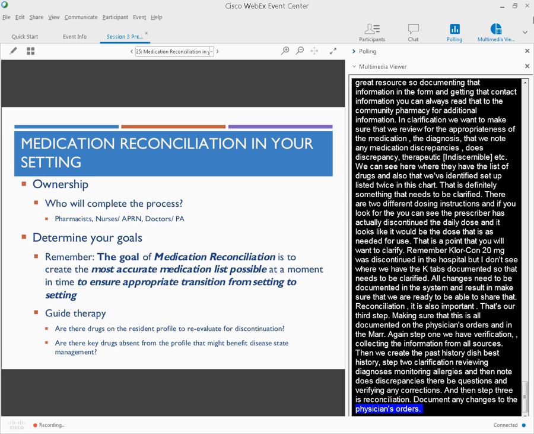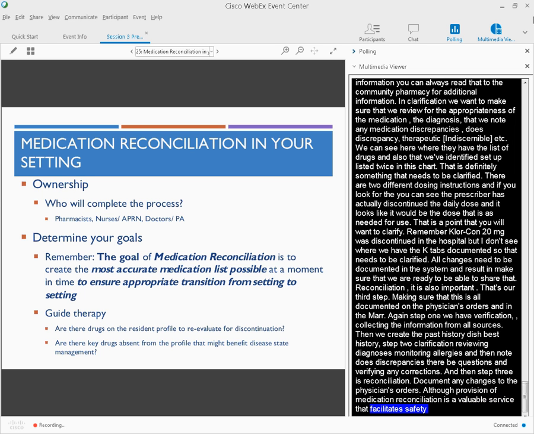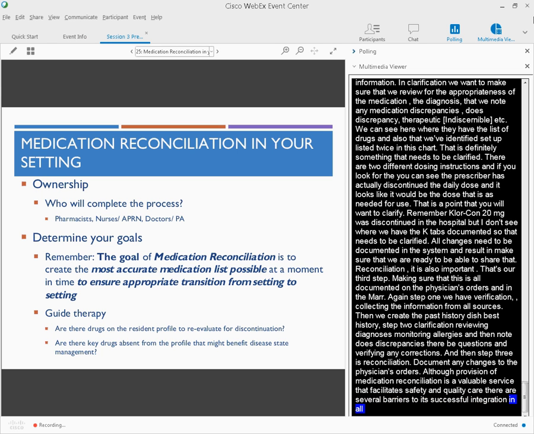So although provision of medication reconciliation is a valuable service that facilitates safety and quality care, there are several barriers to its successful integration at all interfaces of care in the healthcare system. So I just want to review some of these barriers.